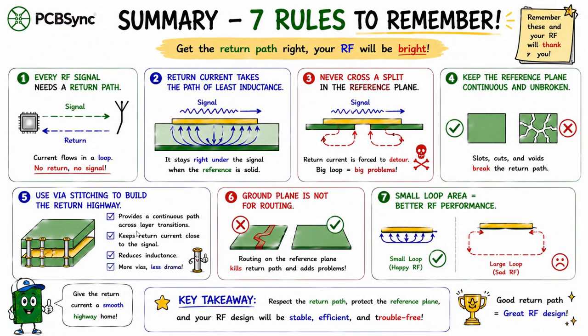Today, we just need to remember one thing. RF current wants to go home too, and it's especially picky. It always wants to take the shortest, tightest path, the one with the least inductance. If you build it a highway, you'll get great performance. If you build it a maze, you'll get EMI. It's that simple. So keep the reference ground intact, avoid crossing splits, make reasonable ground cuts, and minimize the return current area. If you do these four things well, your RF design will already be ahead of many beginners.